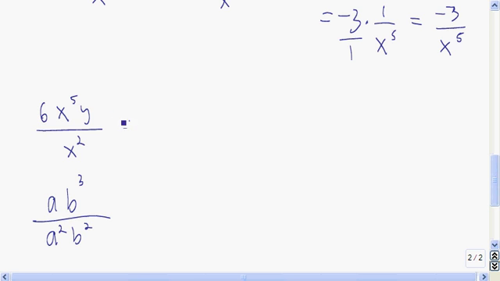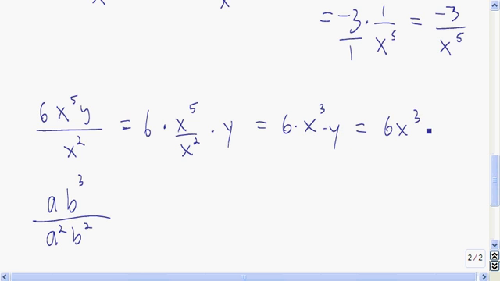All right, so I'm going to rewrite this one so we're grouping like terms together. So we have 6, and there are no other constants, so that's going to be by itself, times x to the 5th over x squared times y. Well, the only thing here that can really be simplified is this x to the 5th over x squared. So we have 6 times x to the 5th over x squared. That will be x to the 5 minus 2. So that will be x cubed times y. So this is simply 6x cubed y.